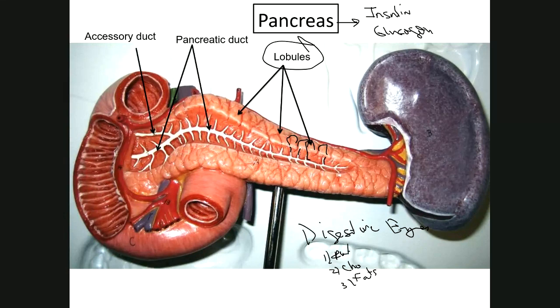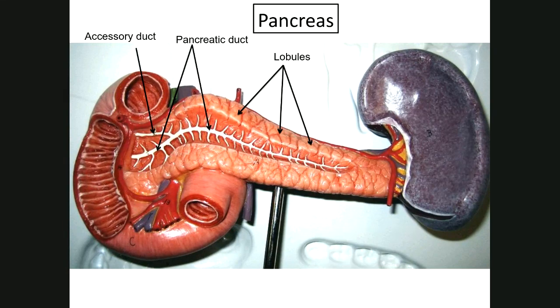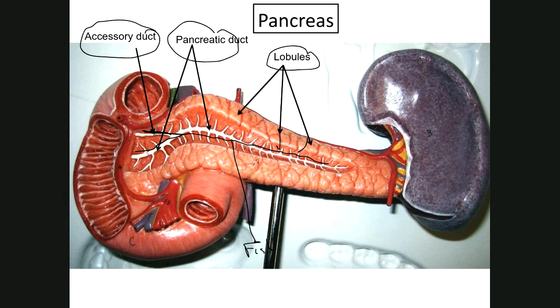So these digestive enzymes are produced in these little lobules, and then they travel through these ducts. And if you look at this, it's sort of like a fish skeleton. And there's two ducts here. There's one big one. That one's called the pancreatic duct. And then over here is a little bitty branch that comes off. That's called the accessory duct. And they're going to empty into the small intestine.